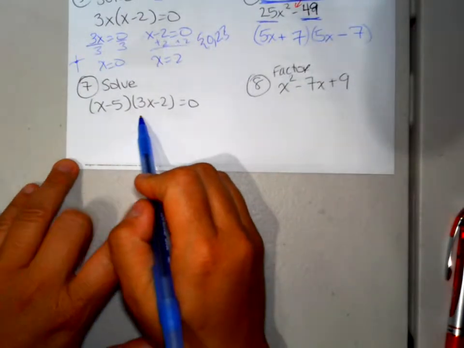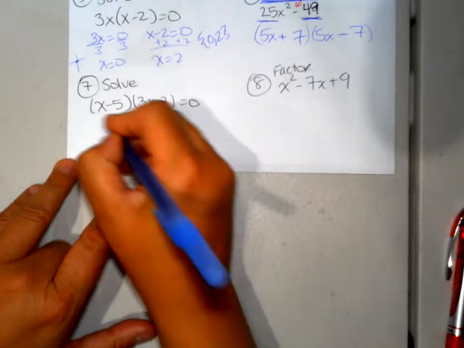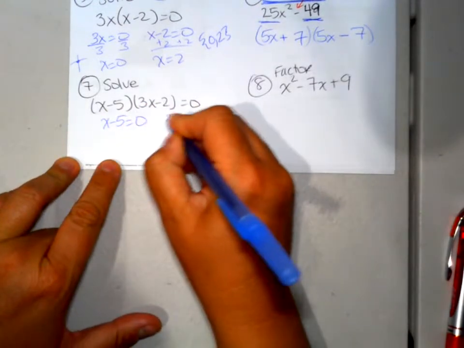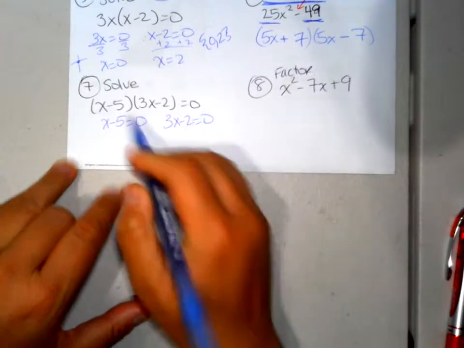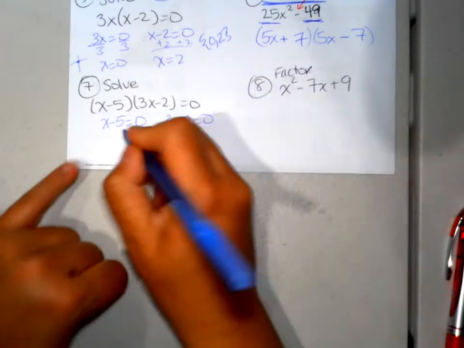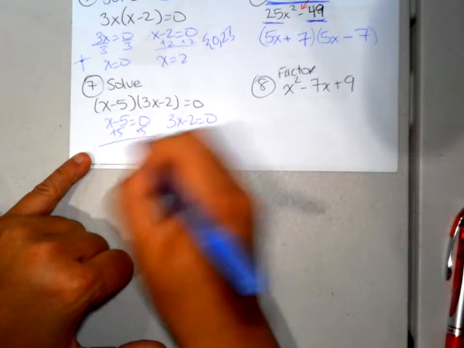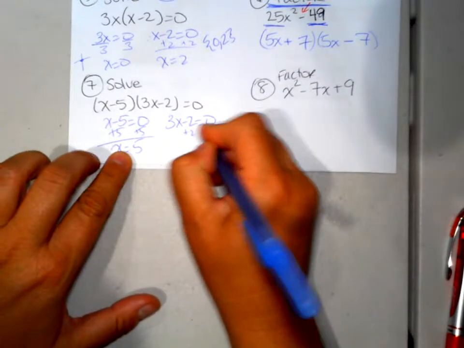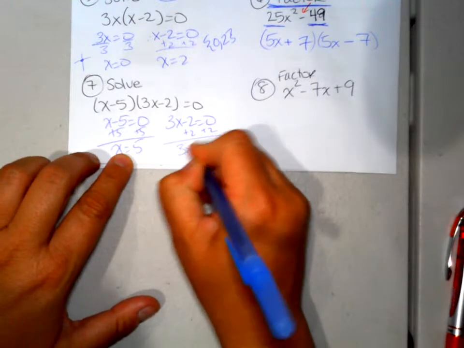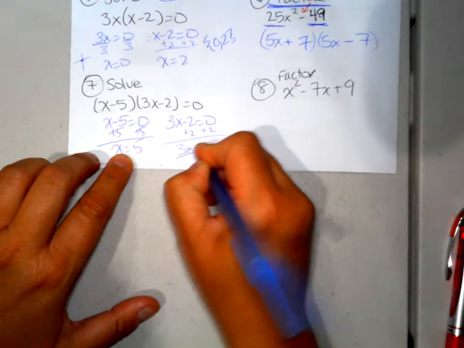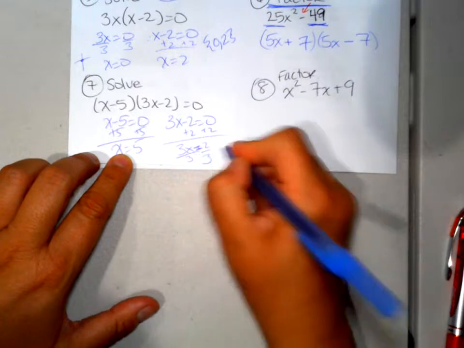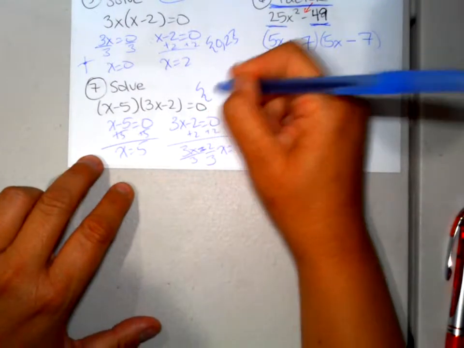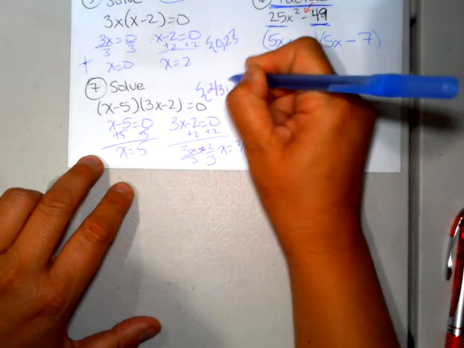Solving down here, again, super easy. Already factored. X minus 5 equals 0. 3x minus 2 equals 0. Zero product property. Add 5. X equals 5. Solve your equation like you know how to solve your equation. Divide both sides by 3. X equals 2/3. Solving here, your answer is 2/3 and 5.